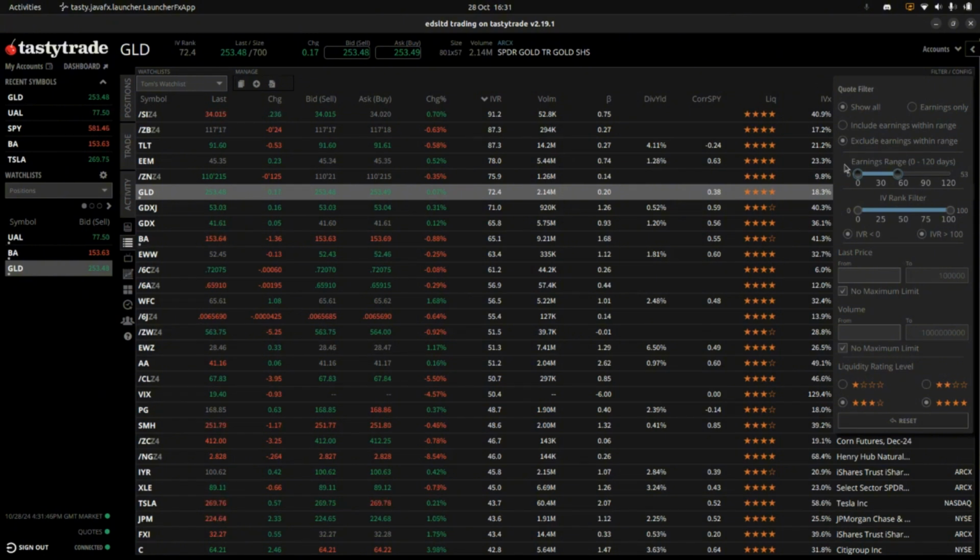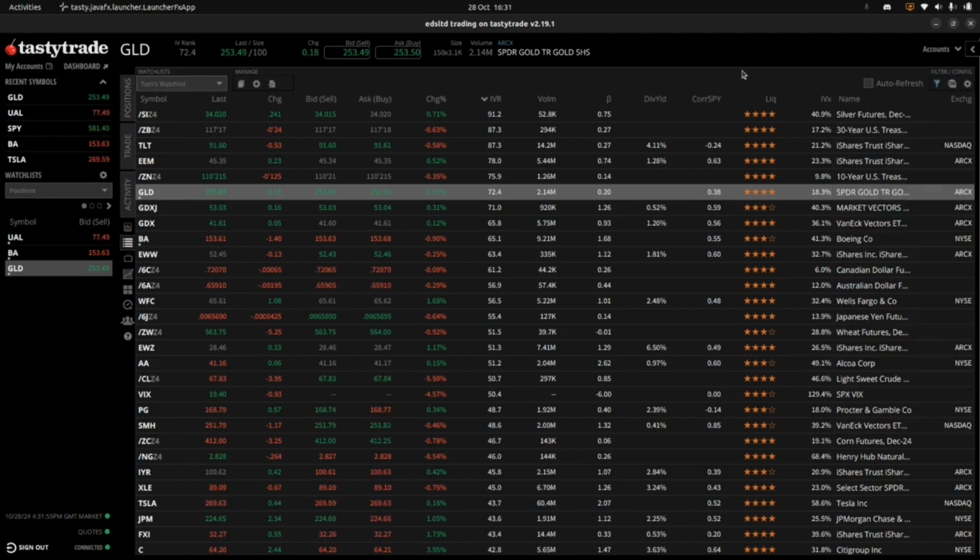So we want to filter out anything that has earnings, and we also want to filter out anything with a low liquidity rating level. We only want to trade liquid underlyings. We want to be able to get in and out of positions easily, and we only want to be paying tight spreads. So at this point, you want to then list everything from high to low IVR.